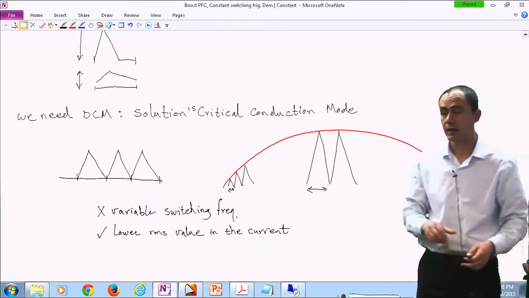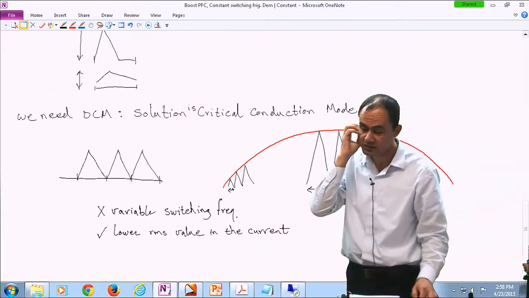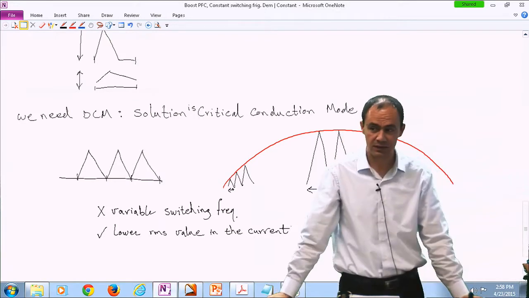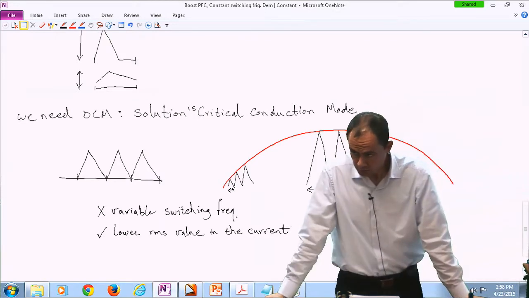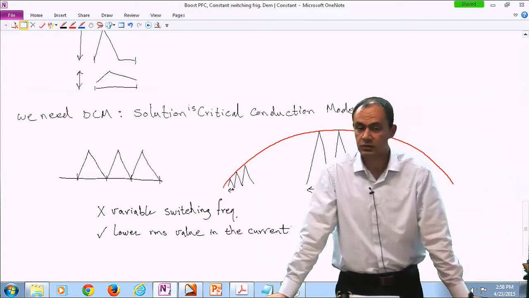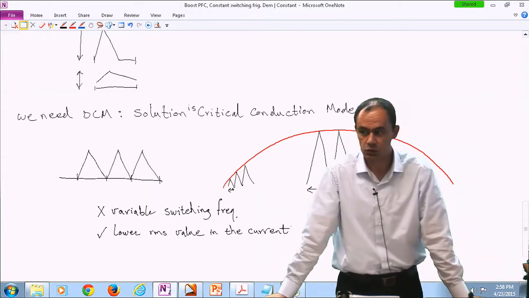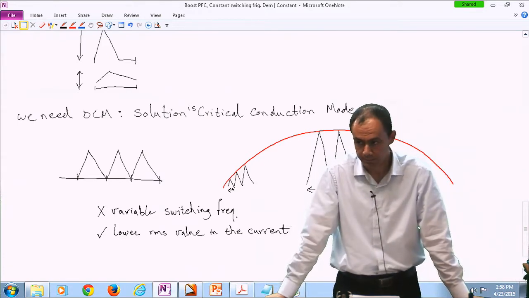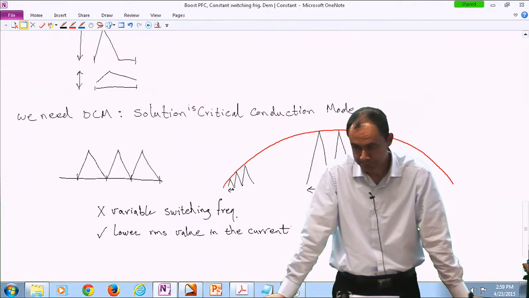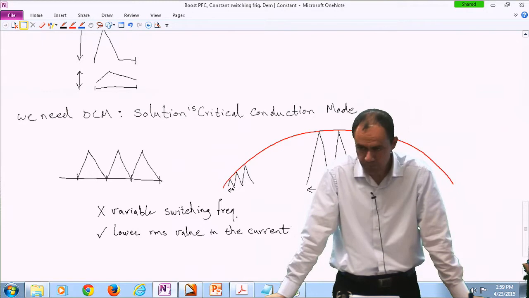Okay. And there is also another disadvantage. Can somebody think of that disadvantage? The logic that I said, the inductor current returns back to zero and you turn the switch on. Anybody? About noise. Noise, okay. But even before noise.